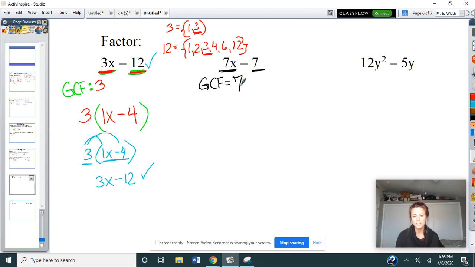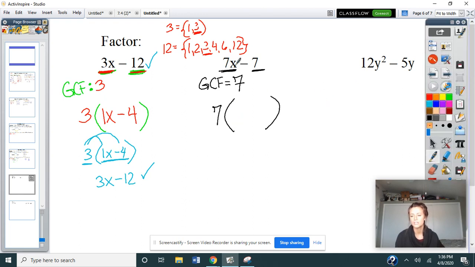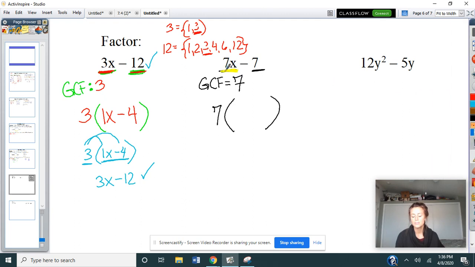So the GCF is 7. Do they have an x in common? No, he has an x, but he doesn't have an x, so we can't pull out an x. So if we factor out the GCF, we're going to bring it to the front and turn it into a multiplication problem. So you go term by term. Let me just color coordinate it. We're factoring out 7 from 7x. So whatever's left is going to go here. And we're factoring out 7 from negative 7. So whatever we take out, when we factor out 7, it's going to go here.